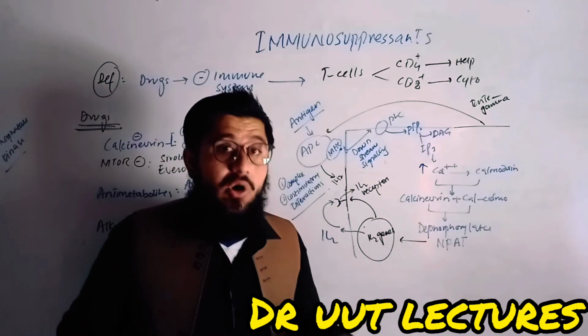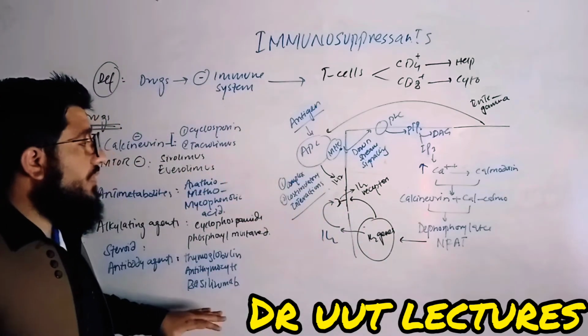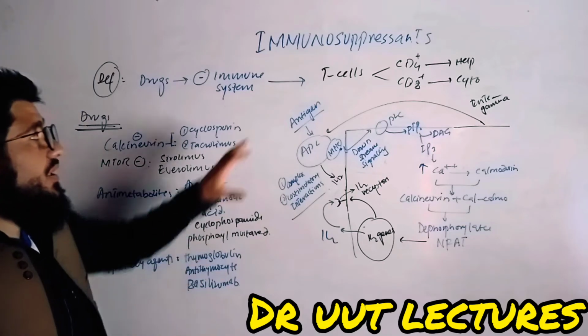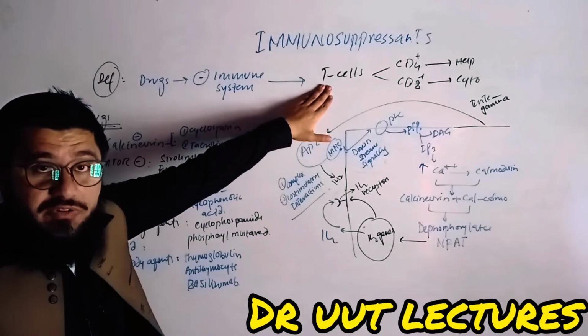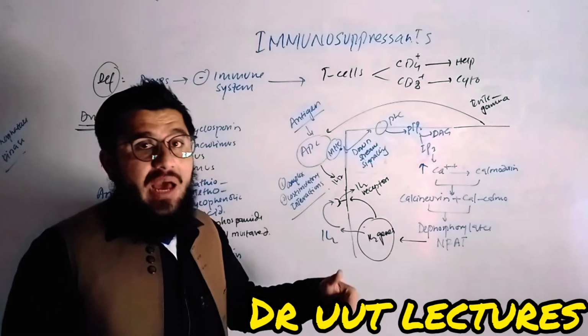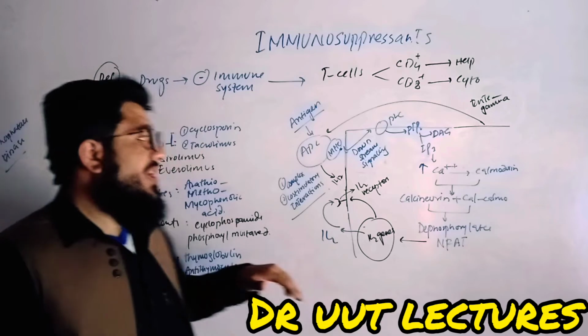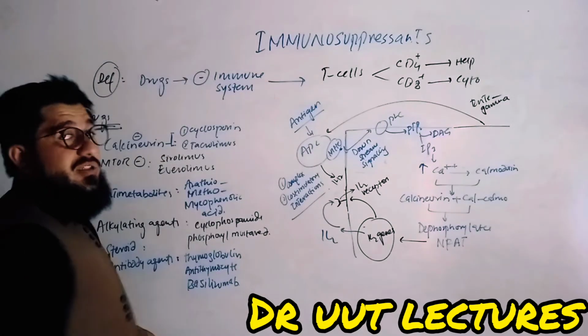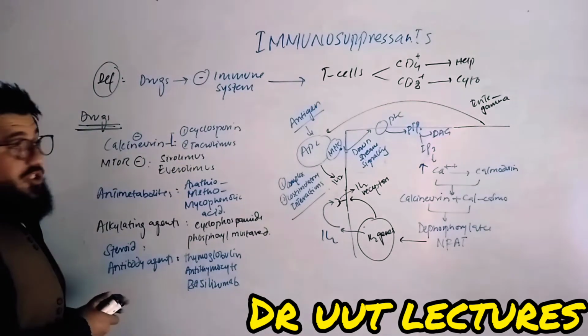So at the end, what we got from all these drugs is a simple concept, that is decreasing the activity of T cells, like CD4 T cells. When this activity is decreased, what will happen? Then the immune action will be decreased. So that's why these drugs are called immunosuppressants. Now, just summarizing all these drugs in short.